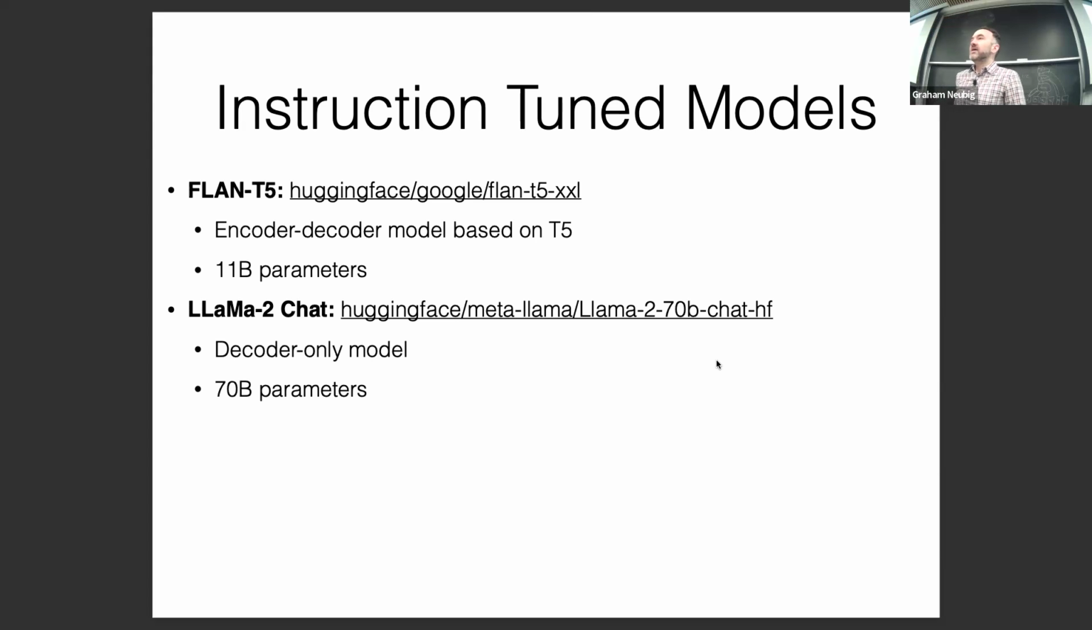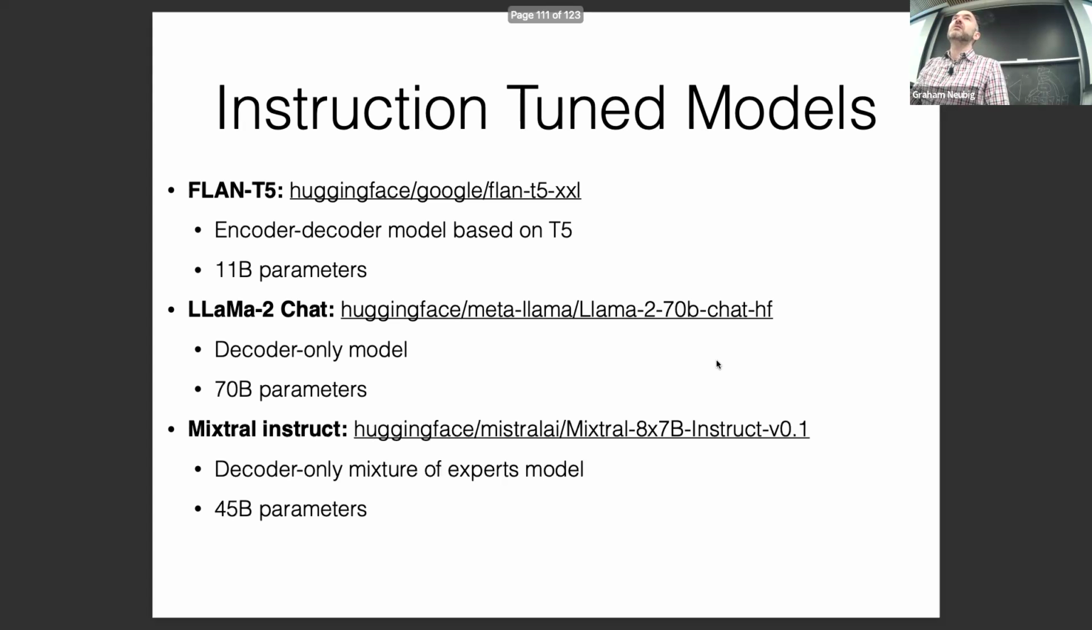Another one is Llama 2 Chat. Llama 2 Chat was instruction tuned and tuned with human preferences, but it is quite good at following instructions. And then there's also Mixtral Instruct. These are both decoder-only models. Mixtral is a decoder-only mixture of experts model. Mixtral is smaller and quite strong, so I would recommend that you consider this as a default if you want a decoder-only model, and then FLAN-T5 if you want an encoder-decoder model.